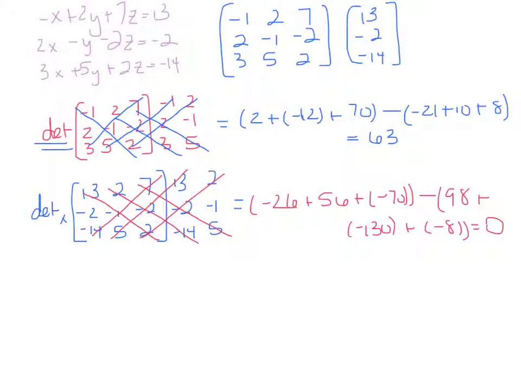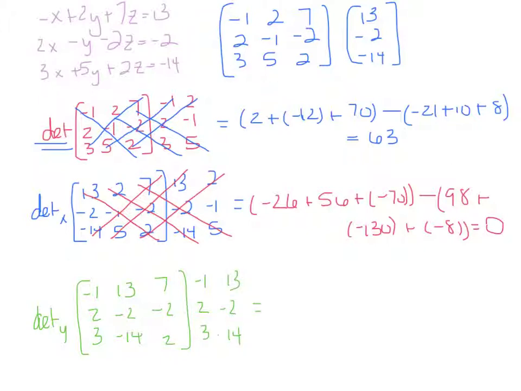And the next thing we're going to do is find the determinant for the y. So we'll call it determinant y. This time we keep the first column and we replace the second column, which is my y's, with your constants. So the 13, negative 2, negative 14 goes into the second column. And then we want to repeat the first two columns.